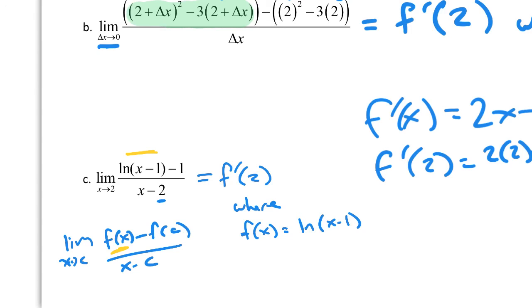So I need to find f prime first. So f prime of x, the derivative of natural log, is 1 over, so we have 1 over x minus 1. Chain rule would just be times 1, so we're good there. So then f prime of 2 would be 1 over 2 minus 1, so 1.